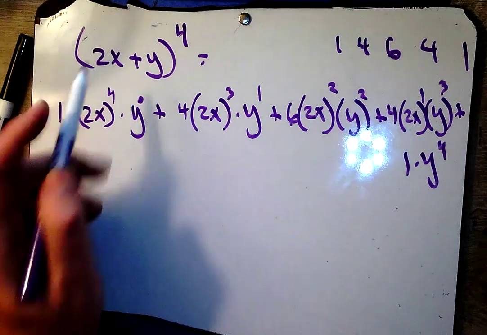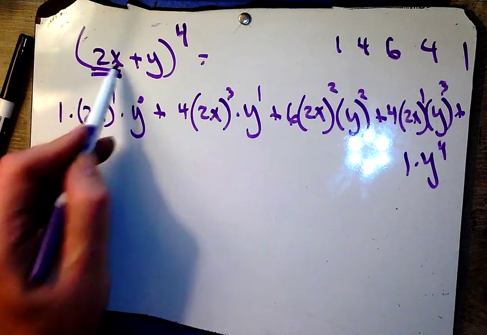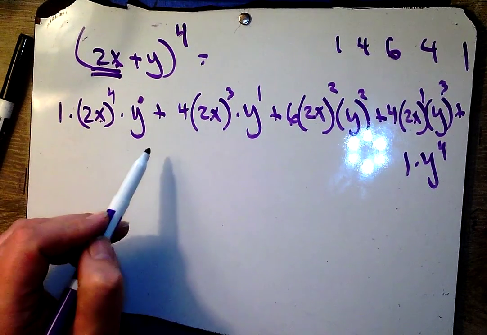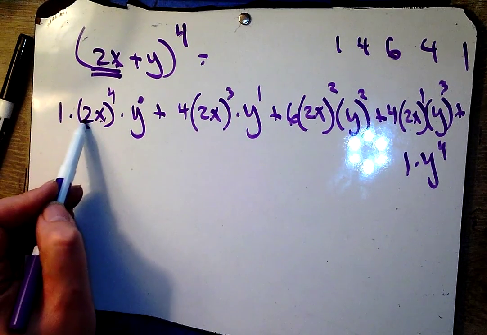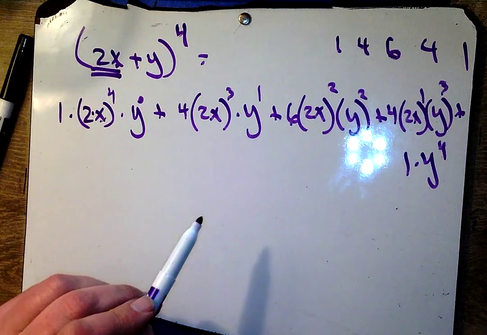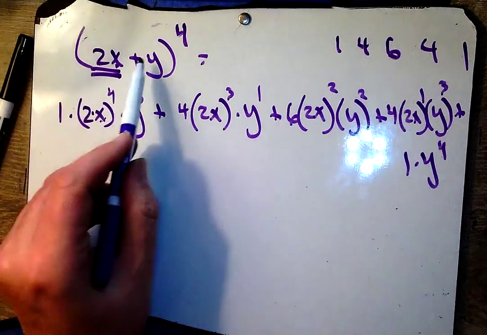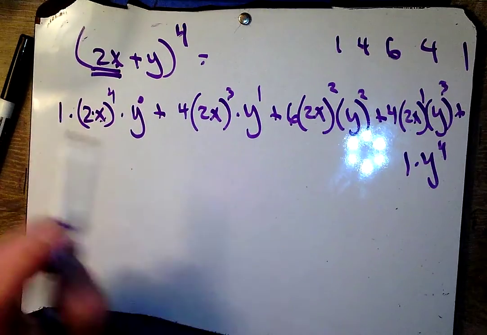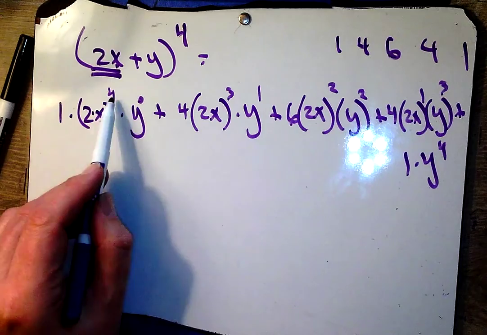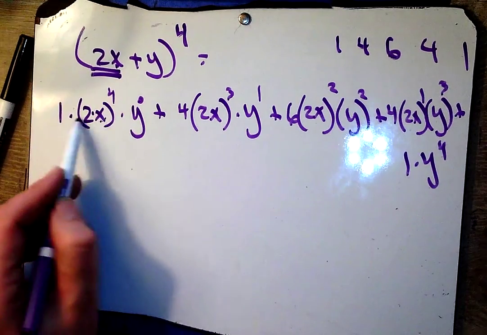Okay, notice it's 2x. 2x has to be raised to the fourth, not just the x, also the 2. These are attached with multiplication. If they were attached with addition, we'd be doing a binomial expansion. If they're attached with multiplication, I have to apply that exponent to both of them.